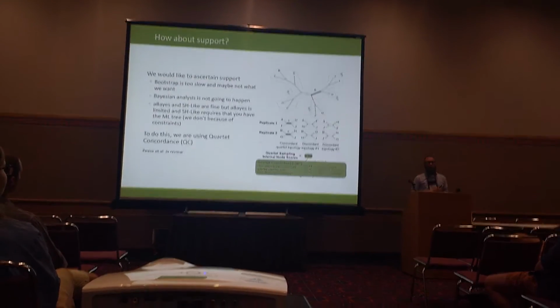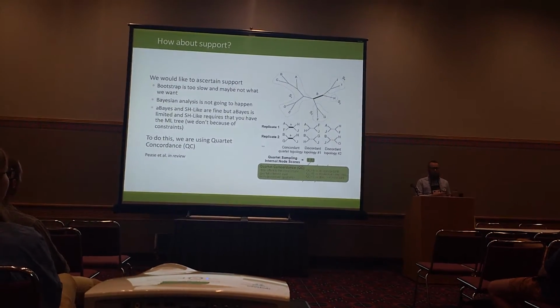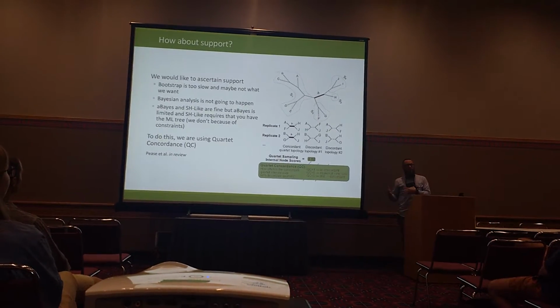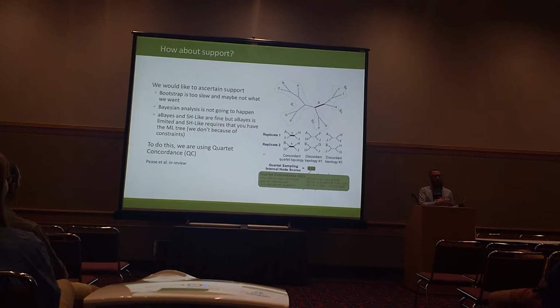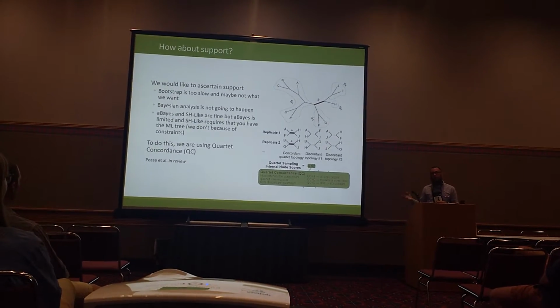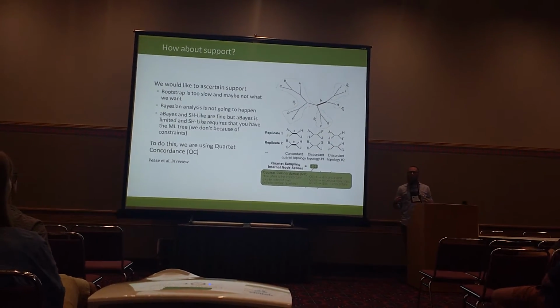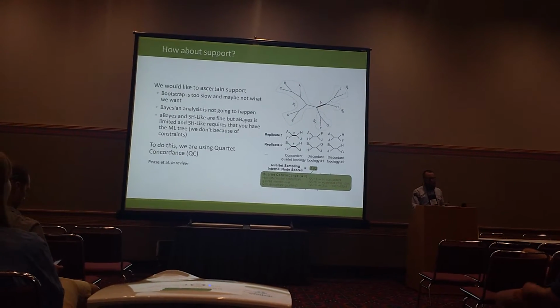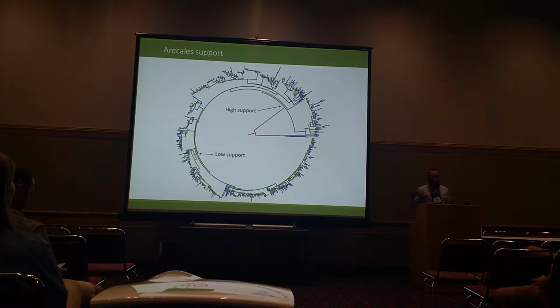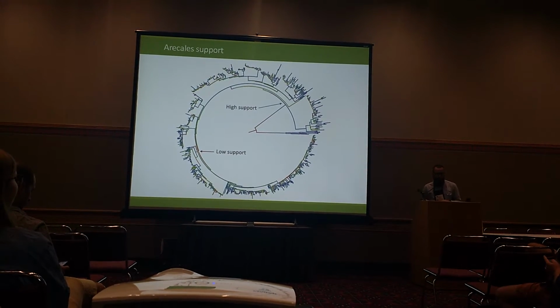What about support? We can't really do bootstraps. Bootstraps are bad for big trees. Bayesian analysis is just not going to happen. We can do some other things like aBayes or SH-like, but we chose to do something called quartet concordance. Again, this is something similar to the IC scores of Salichos and Rokas, using quartets. You can ask me about that later if you want to know more about that.